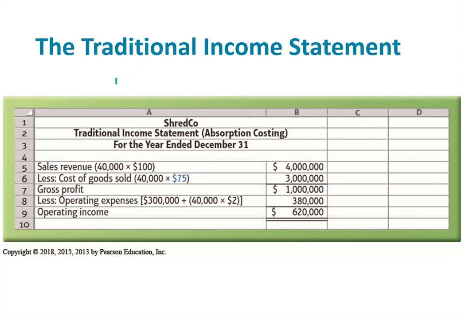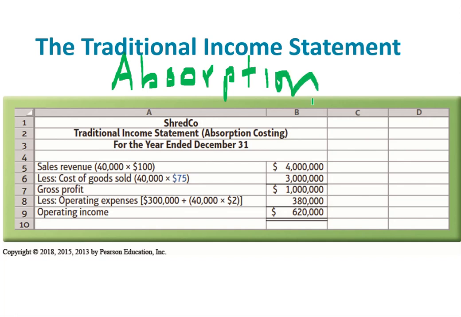Now, another word for absorption costing is traditional, or another word for an absorption income statement is a traditional income statement. Okay, it means exactly the same thing. And here you go: sales revenue minus the cost of goods sold. We've seen this many times. It gives you your gross profit, minus your operating expenses gives you your operating income. That would be a traditional income statement using absorption costing.